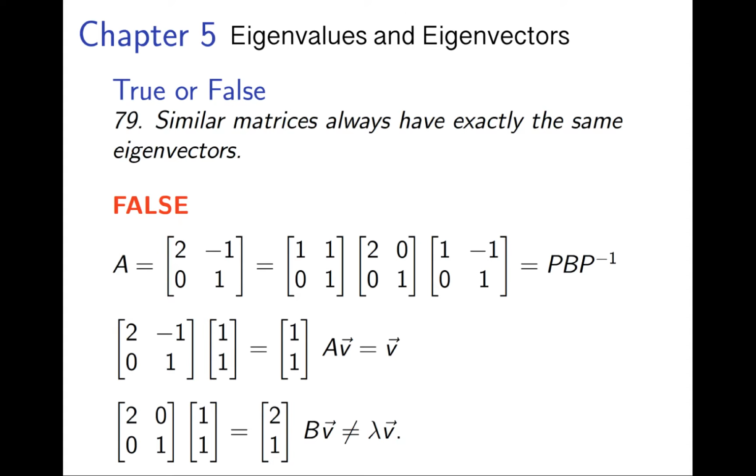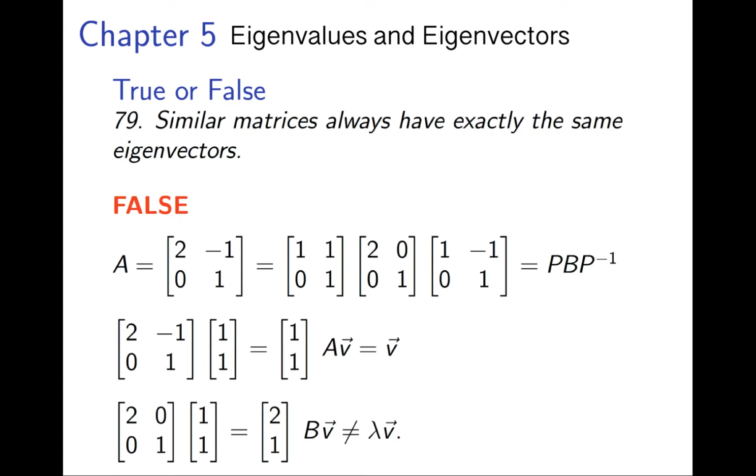A has (1, 1) as an eigenvector. But if you take (1, 1) and multiply it to the matrix [2, 0; 0, 1], you get (2, 1). This is not a scalar multiple of (1, 1). So A and B, even though they're similar matrices, do not have the same eigenvectors.